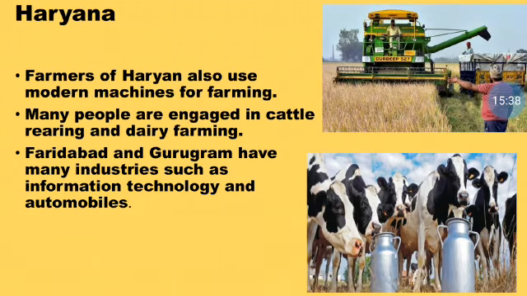Moving on to the next one, we have got Haryana. So Haryana farmers also use the same modern machines in farming like the tractors and harvesters. And people over here also engage in cattle rearing and dairy farming, so we can get milk, butter, ghee, paneer, etc. And also in Haryana there are big cities like Faridabad and Gurugram, where they have got many industries like information technology and automobile industries, where they have got IT companies and automobile companies.